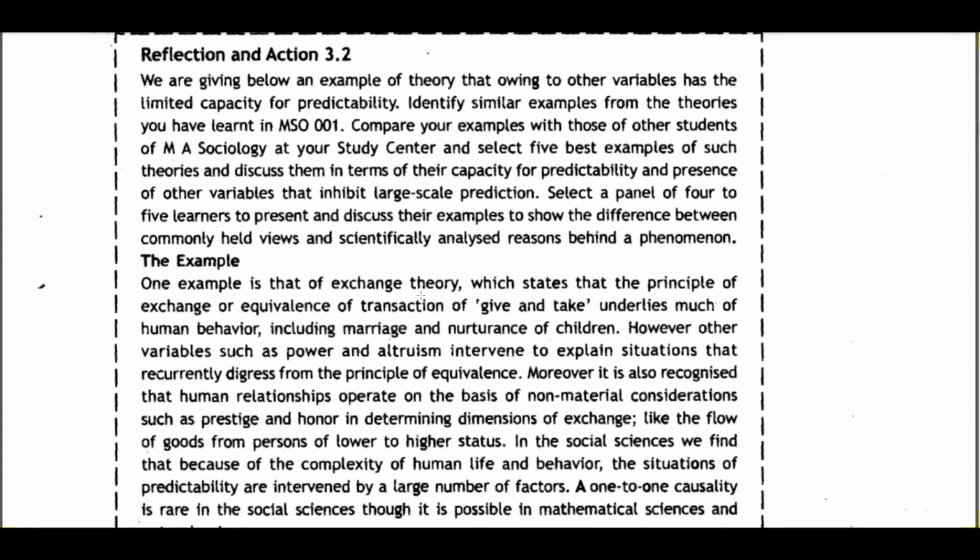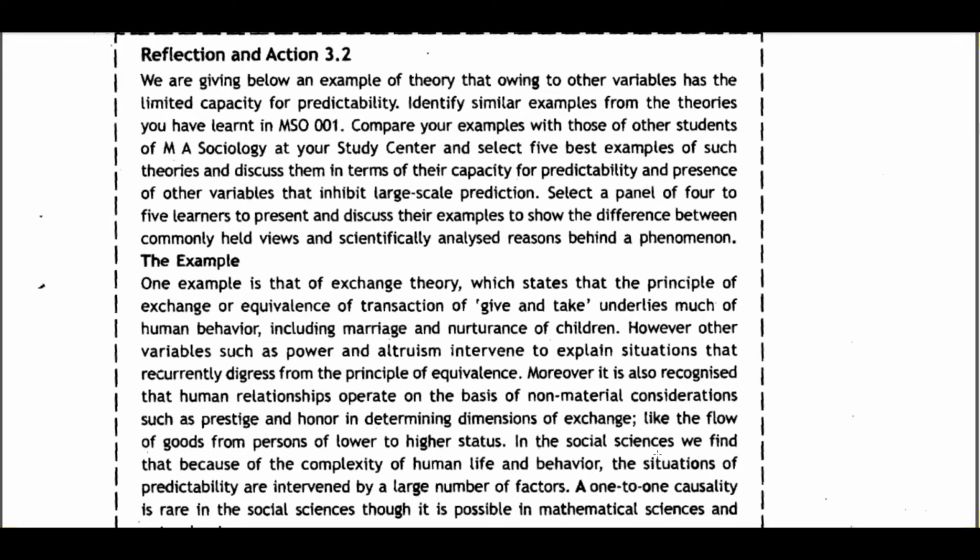One example is the exchange theory, which states that the principle of exchange or equivalence of transactions of give and take underlies such human behavior, including marriage and nurture of children. However, other variables such as power and altruism intervene to explain situations that recurrently digress from the principle of equivalence. Moreover, it is also recognized that human relationships operate on the basis of non-material considerations such as prestige and honor in determining dimensions of exchange, like the flow of goods from persons of low to high status.